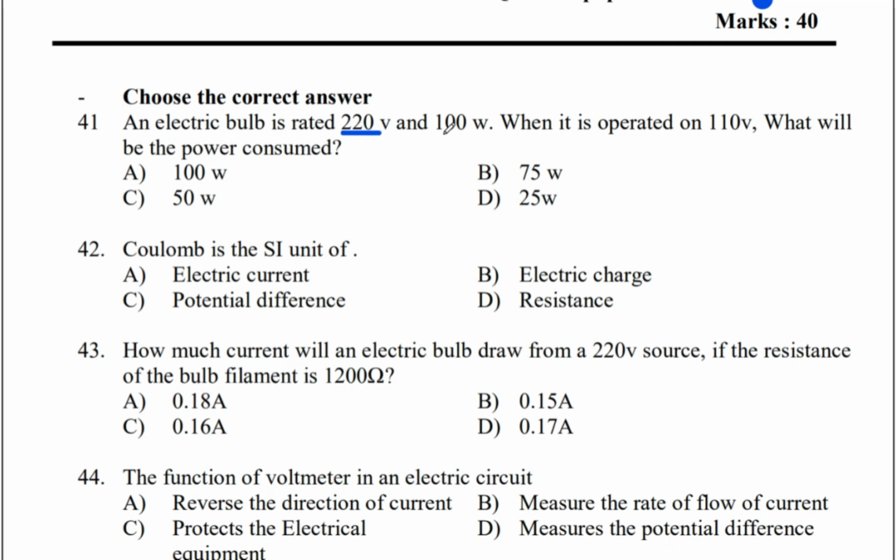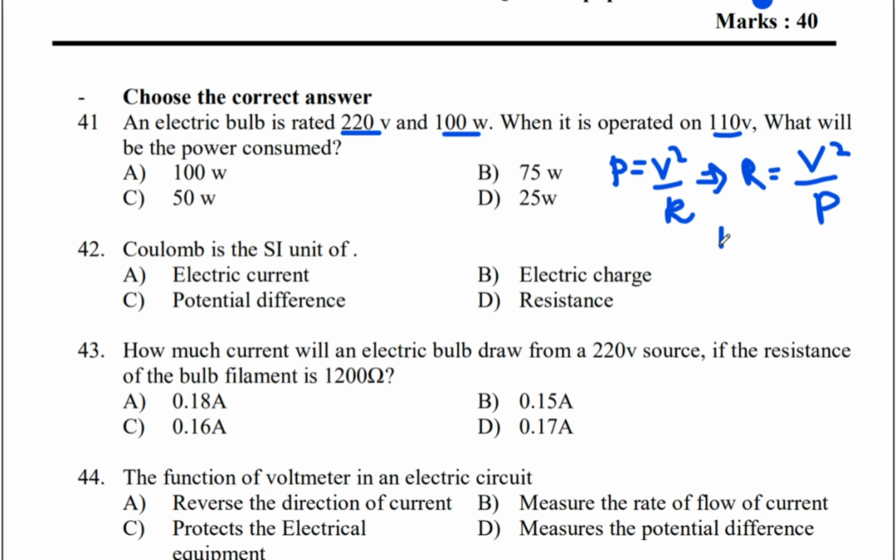First question: an electric bulb is rated 220 volt 100 watts. When it is operated on 100 watts, what will be the power consumed? We know that power equals V square divided by R. By using the first condition, we need to find out resistance. R equals V square by P.